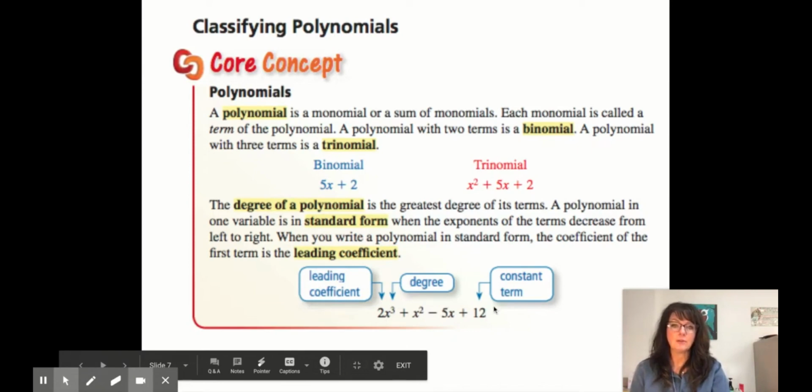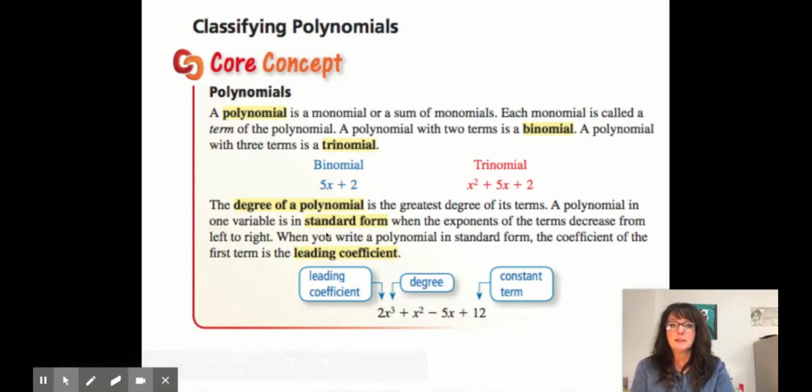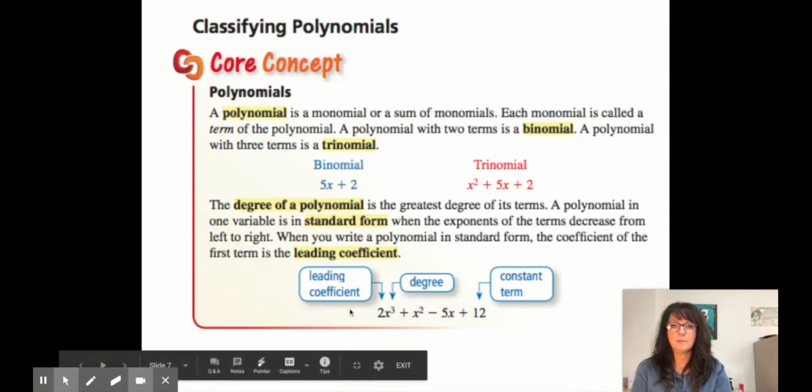So the degree goes down when it's in one variable. Then if there's multiple different variables, a lot of times you'll see mathematicians follow a rule of alphabetical order. All right. So when you write a polynomial in standard form, the coefficient of the first term is called the leading coefficient. So here's some things that you might need. I believe this is on page 207. Yeah, it is. So as you're doing some of the next examples, you can always look back to this.